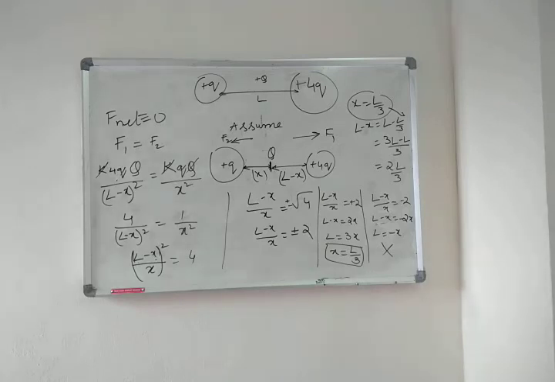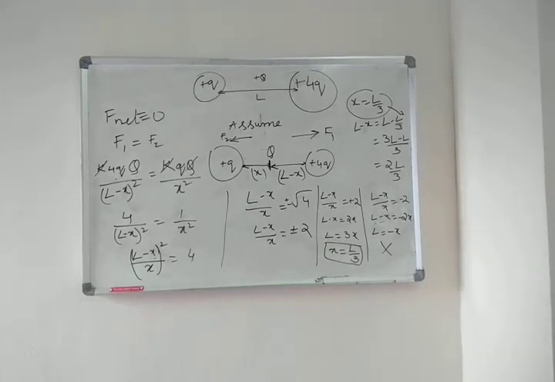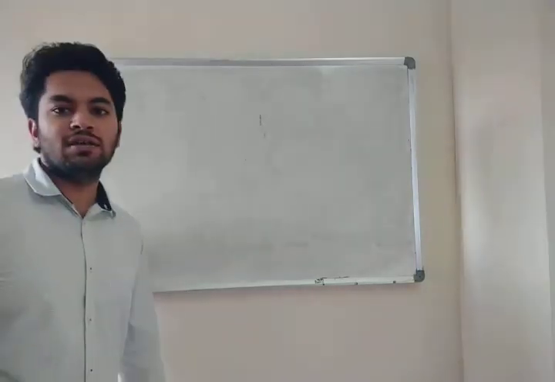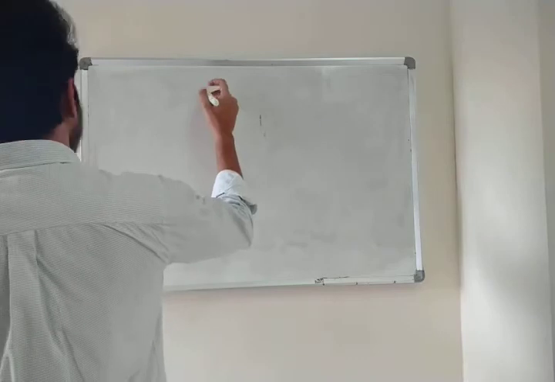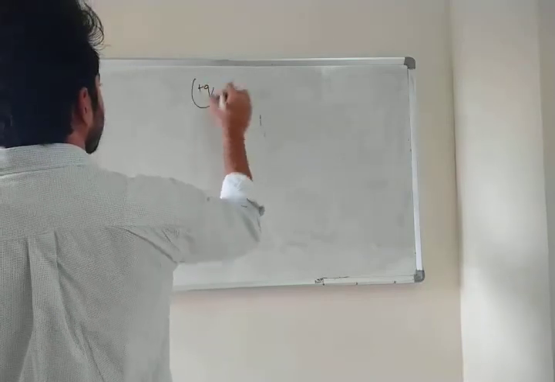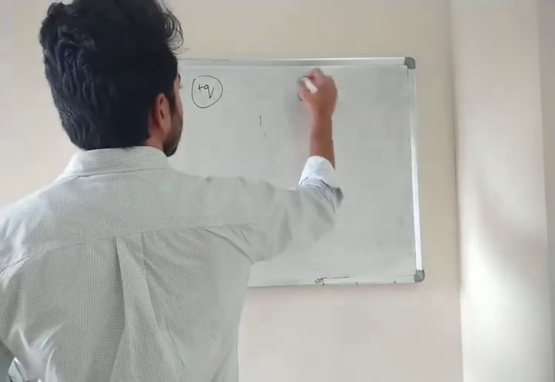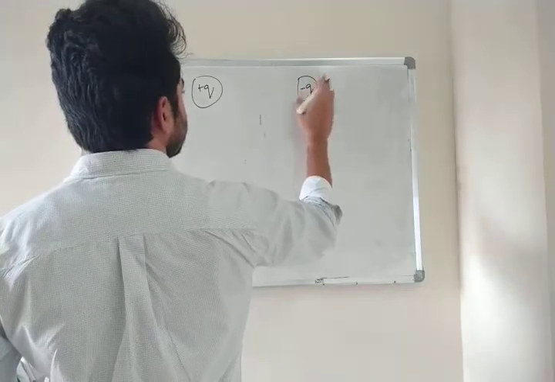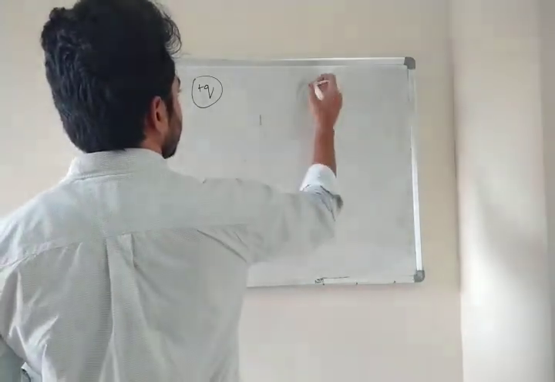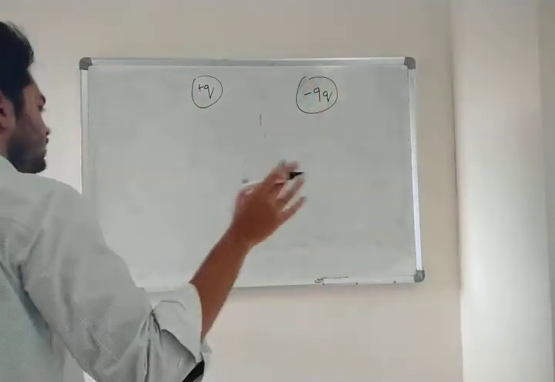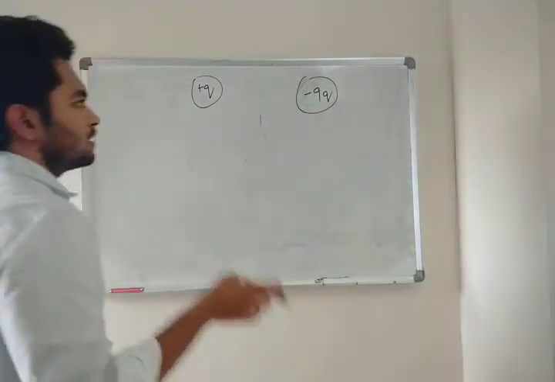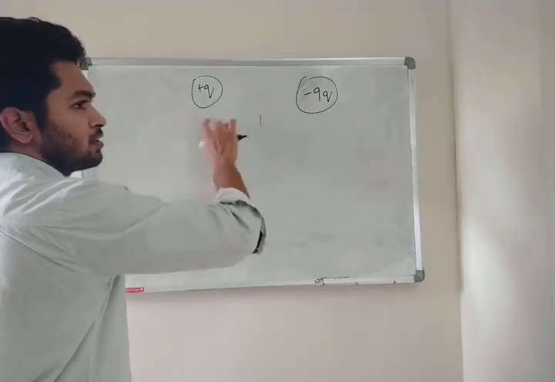So our next sum is, now in our next case we are going to see a different one. Now let us consider I have positive q here and I have minus 9q, and now in this situation what previously we had both positives.